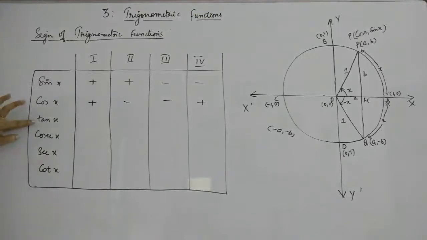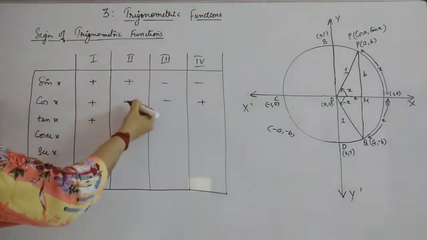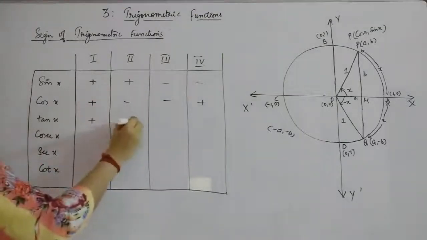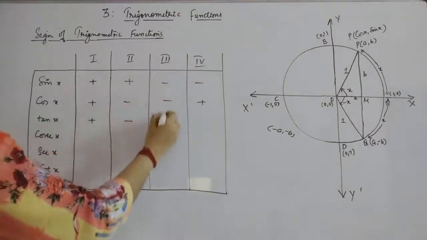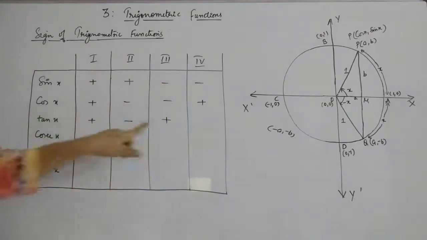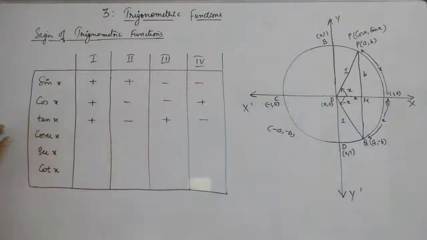Now these two will help you to find out all the others. See, tan is sin by cos, so this will give you positive by positive, positive. So tan is also positive in the first quadrant. Okay. Now again sin by cos, positive by negative will give you negative. So in the second quadrant tan is negative. Again negative by negative will give you positive. So tan is positive in the third quadrant, and tan will be negative in the fourth quadrant, since negative by positive is again negative.